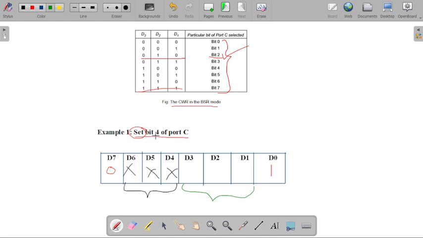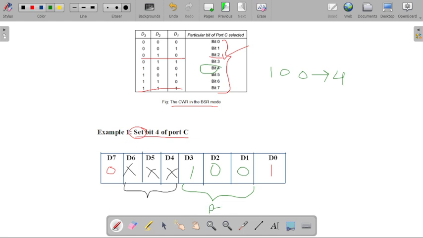Which bit do we have to set here? Bit number 4. And for bit number 4, we write the binary as 1, 0 and 0. This is used for bit 4 of our port C. So I am writing 1, 0 and 0 here. This type of question can be asked for 2 marks in the university question paper, and we can solve it with the help of this technique.